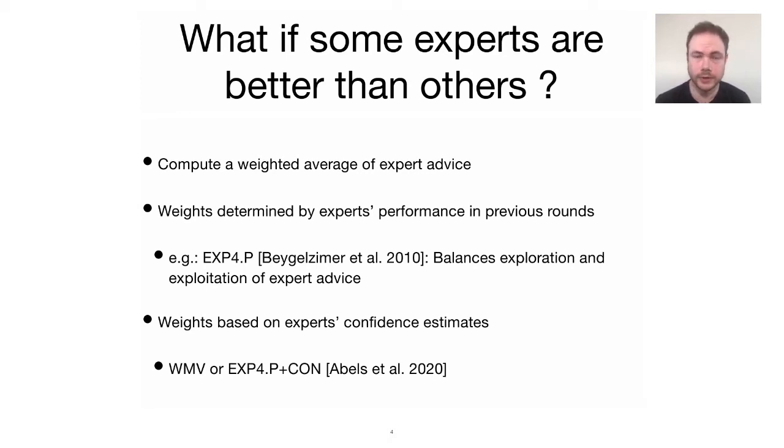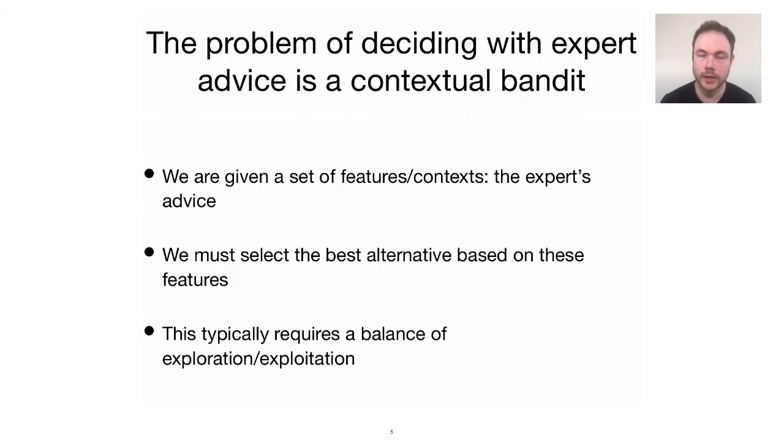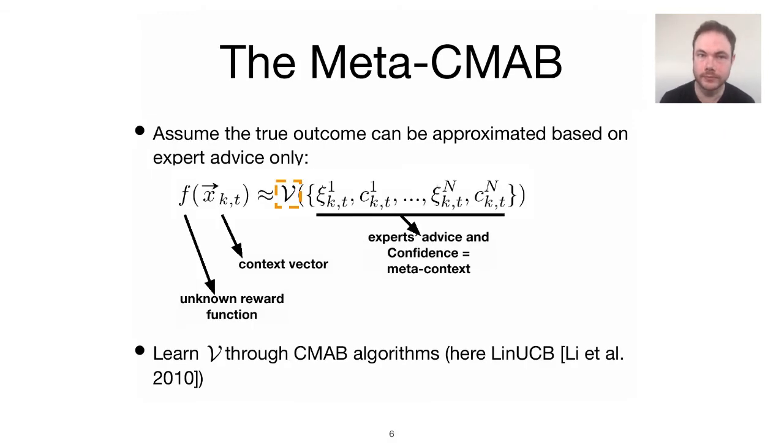So in our work, we considered an alternative approach. Rather than strictly limiting ourselves to weighted averages, we wondered if stating the problem as a more general regression problem would allow us to obtain more accurate estimates of the outcomes. What we identified is that the problem of deciding with expert advice is a contextual bandit in itself. Indeed, in addition to the base problem we are trying to solve, we are given a set of context, which is the expert's advice, and based on that context, we must select one of the alternatives. So, in addition to the mapping from context to outcomes, which is the base problem, we also have a possible mapping from advice to outcome. And so in this work, it is that mapping that we try to approximate.